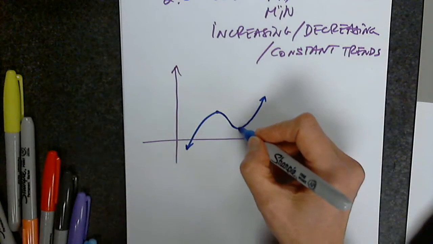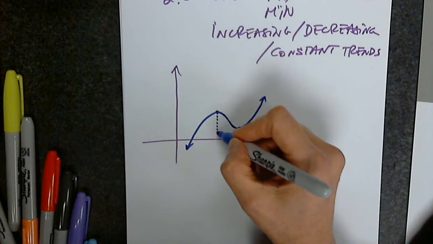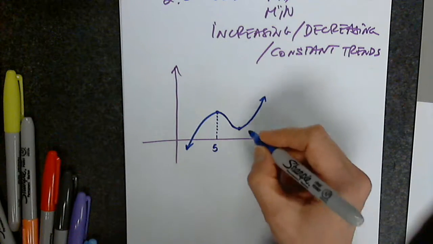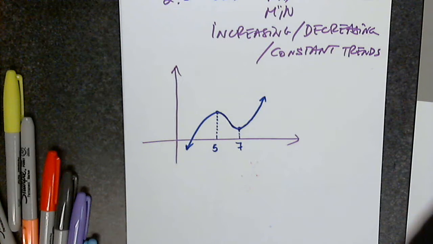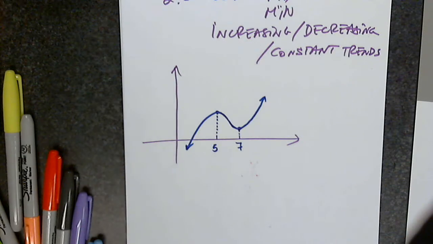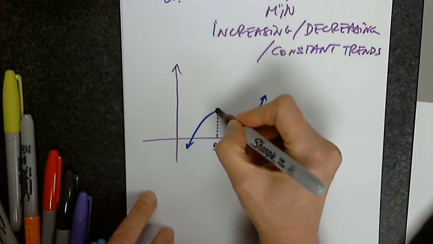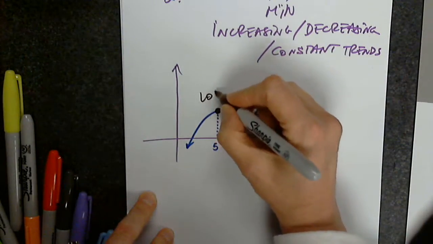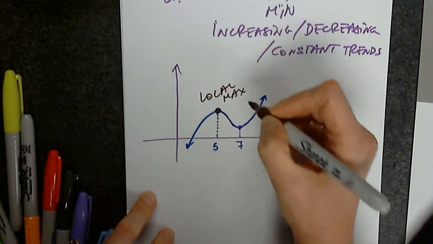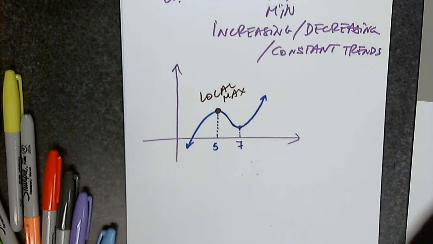I'm going to say that this is at x equals 5. This is at x equals 7. What do you think this is from what I listed up here? Of course, local max. Why is it called local? It's called local because I can show you an open interval around it.